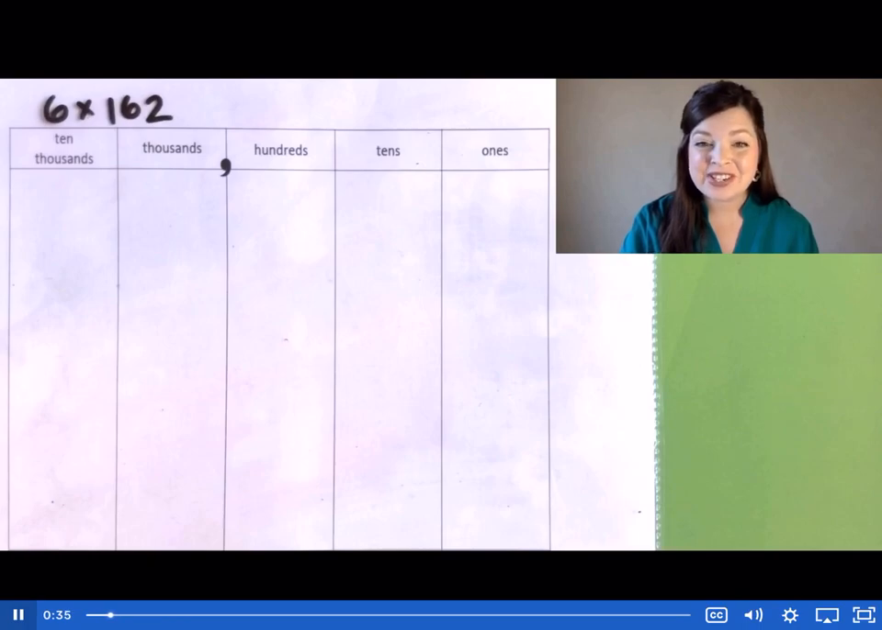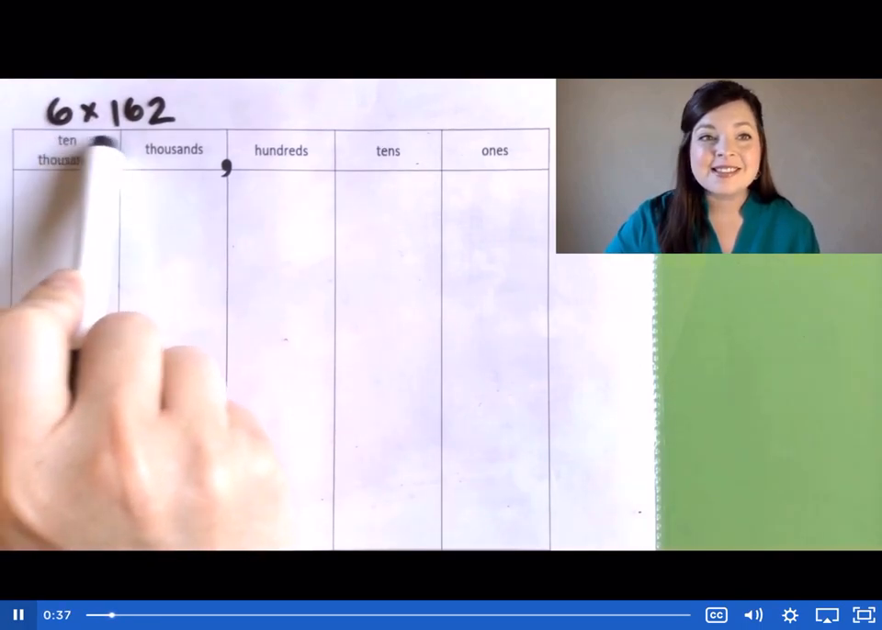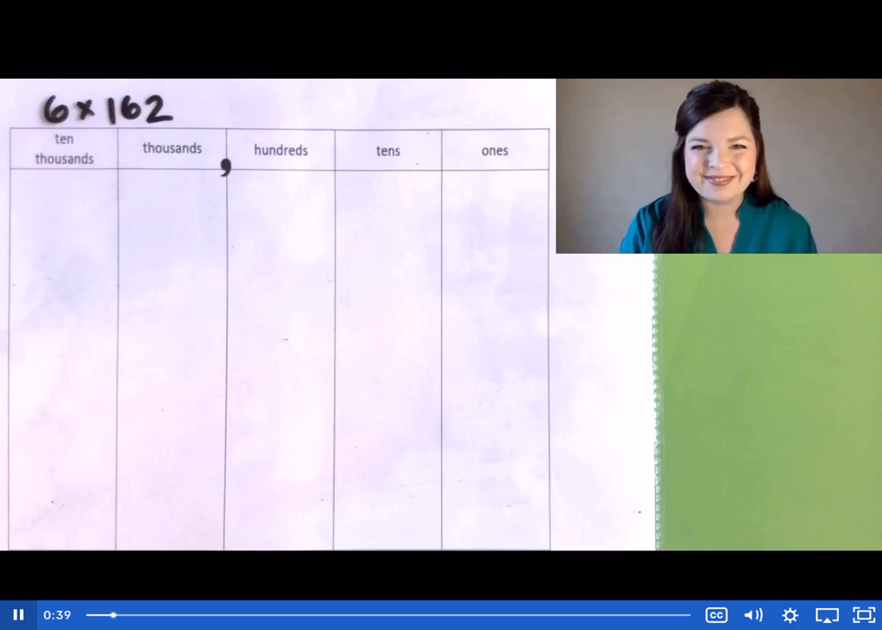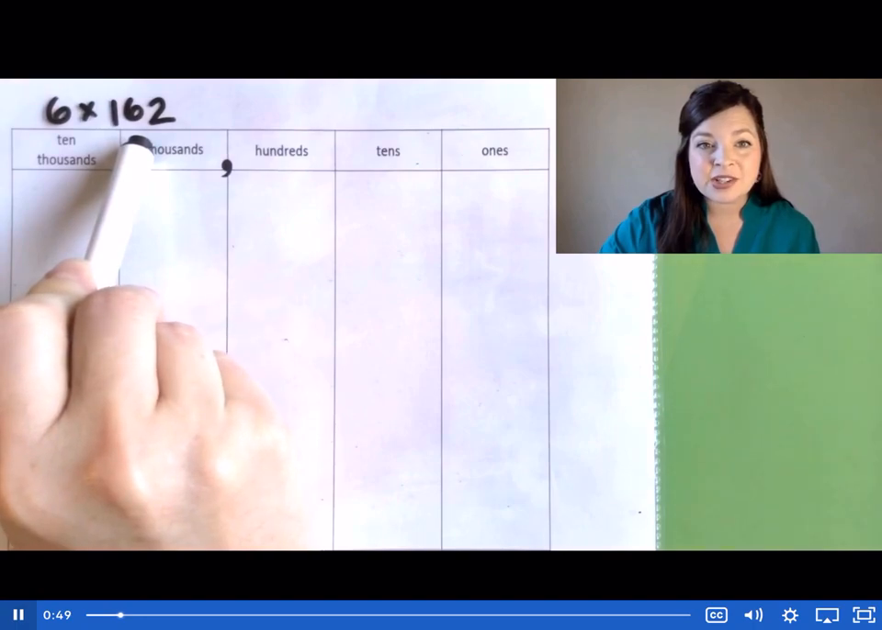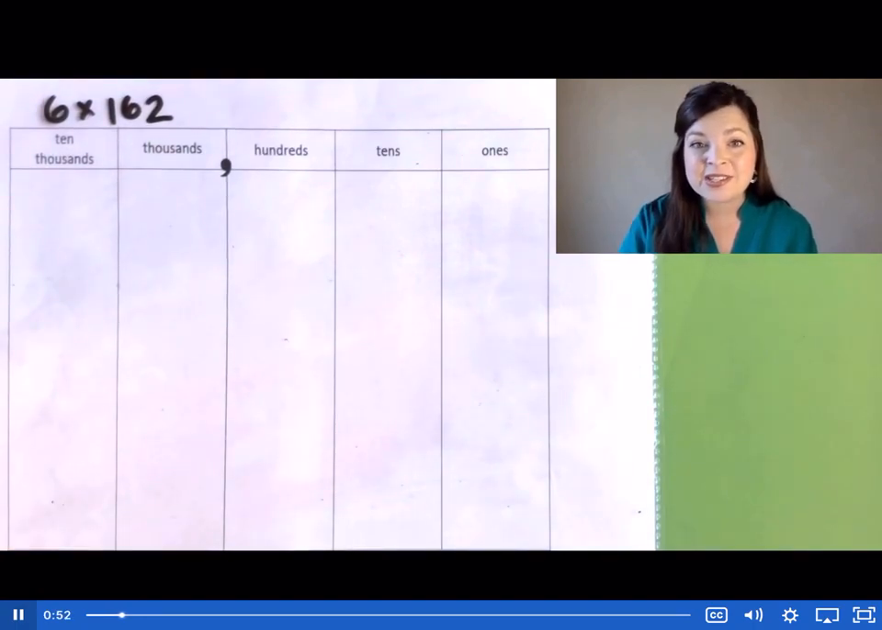Let's read this expression together. 6 times 162. We can interpret this as 6 groups of 162. So pause the video now and represent 6 groups of 162 using place value discs on the place value chart. Regroup if necessary and find the product. Then come back and we'll compare our work.